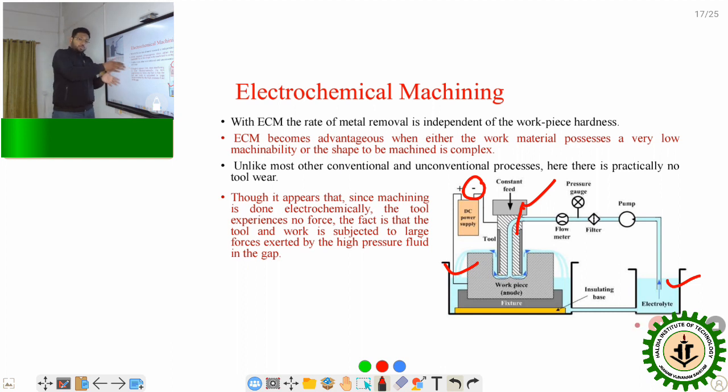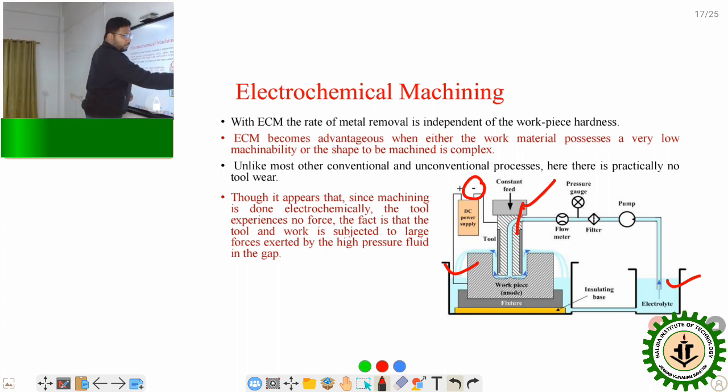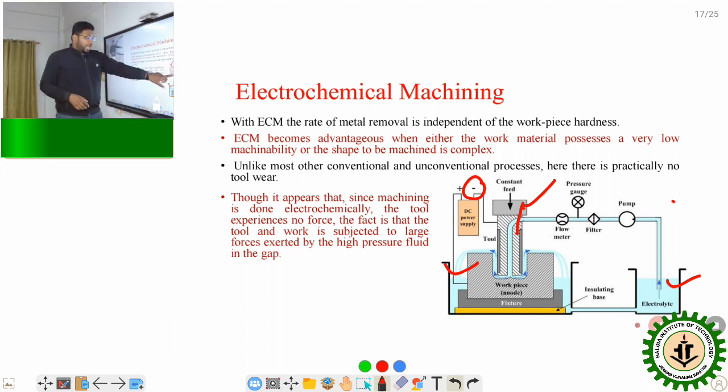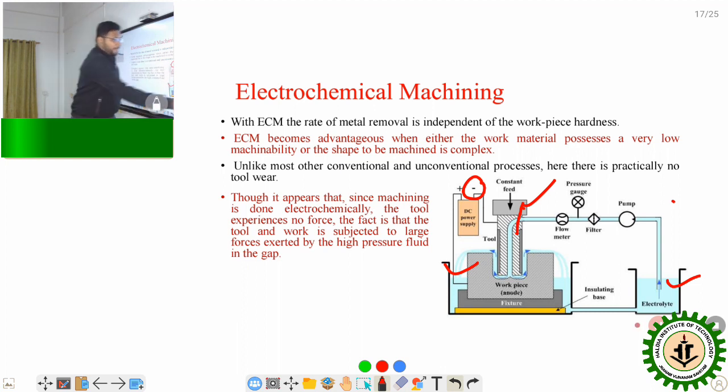So this workpiece and the tool are both submerged in an electrolyte solution where this electrolyte will flow through this channel where we have a pump. This is a pressure gauge. There is some controller. So this fluid will flow through this channel. So when the tool and the workpiece are submerged in the electrolyte solution and when the tool is moving in the downward direction, what happens?